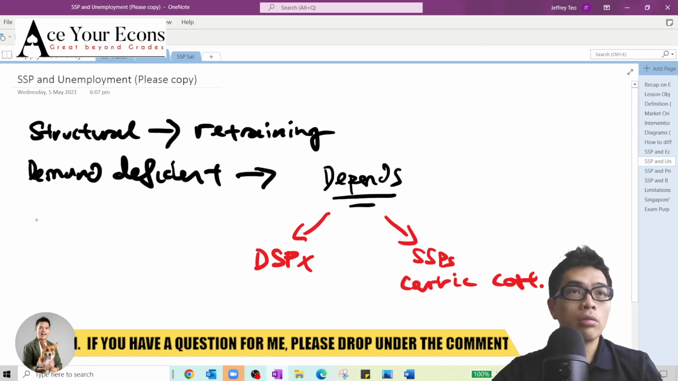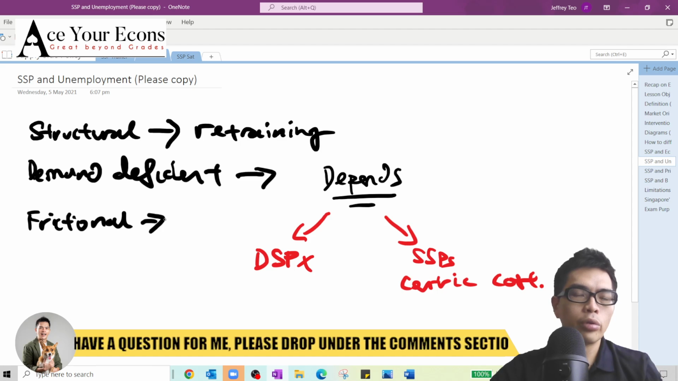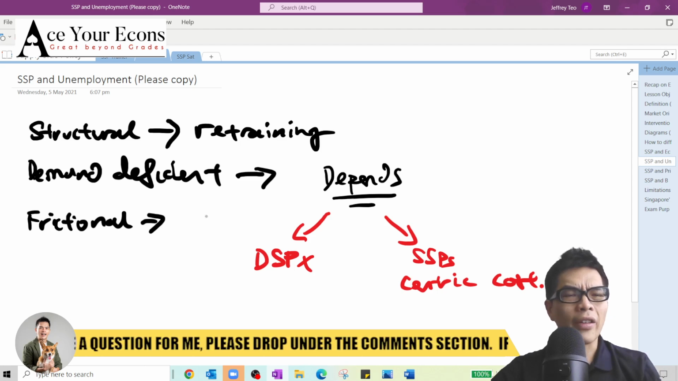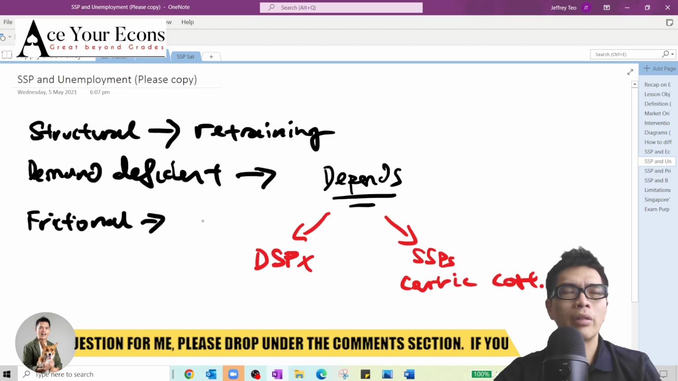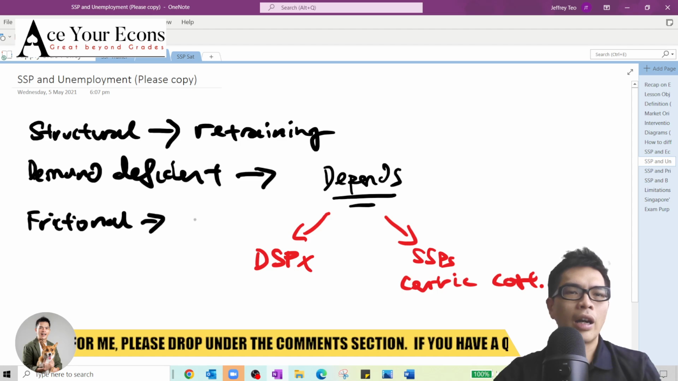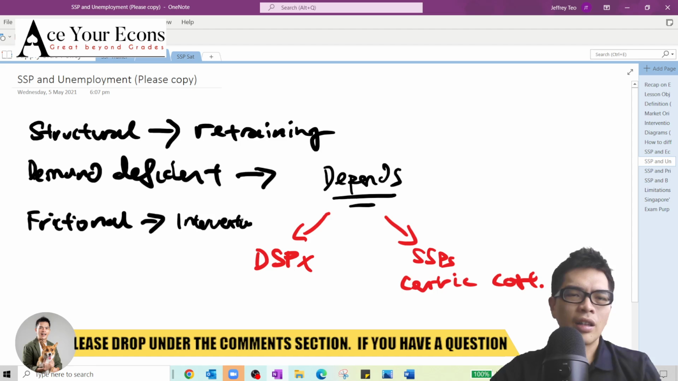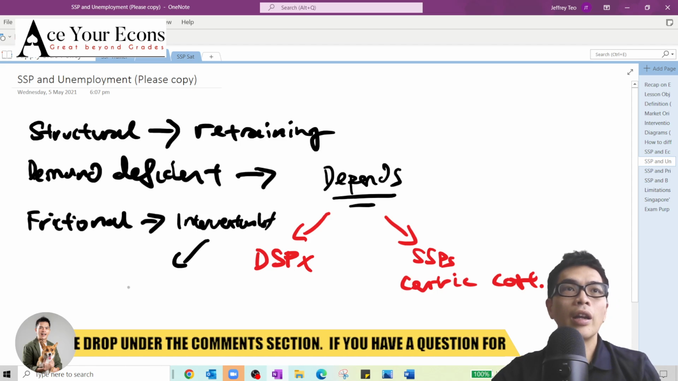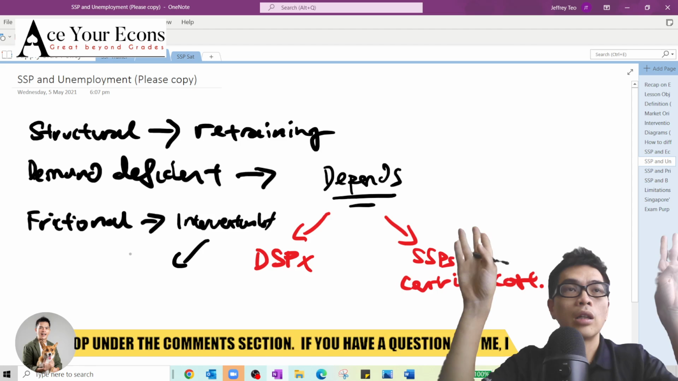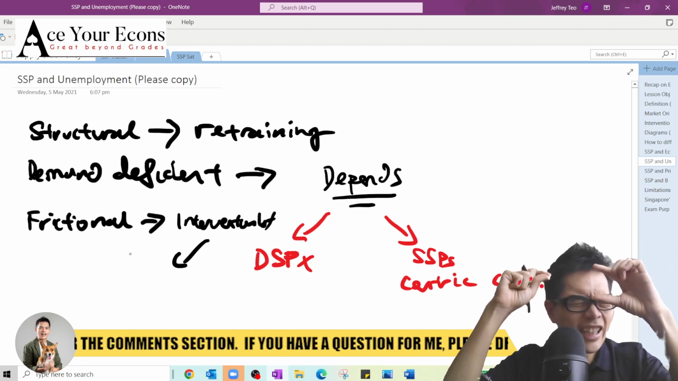All right, so frictional unemployment, primarily through what? Okay, I think I've covered this briefly under unemployment, right? Okay, it's also a form of supply side policy. I would probably consider this interventionist, in the form of closing the, what's that? Information gap.